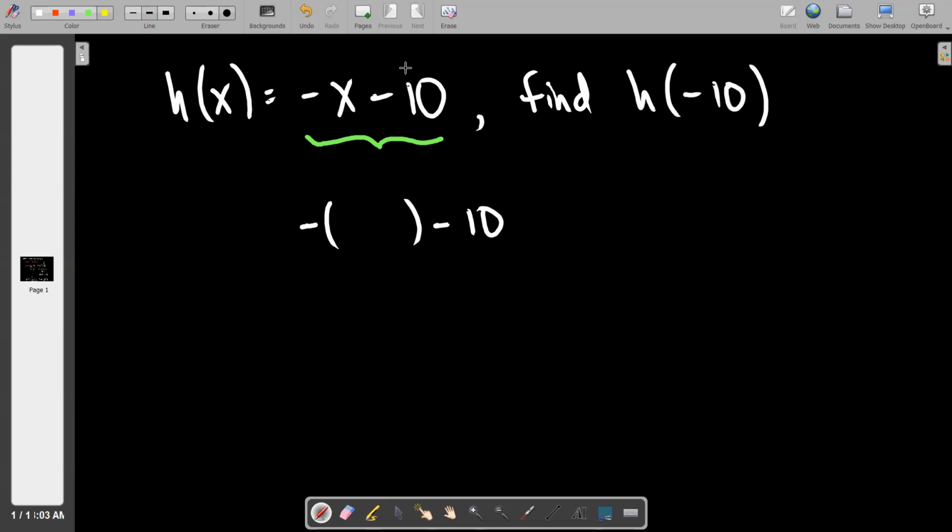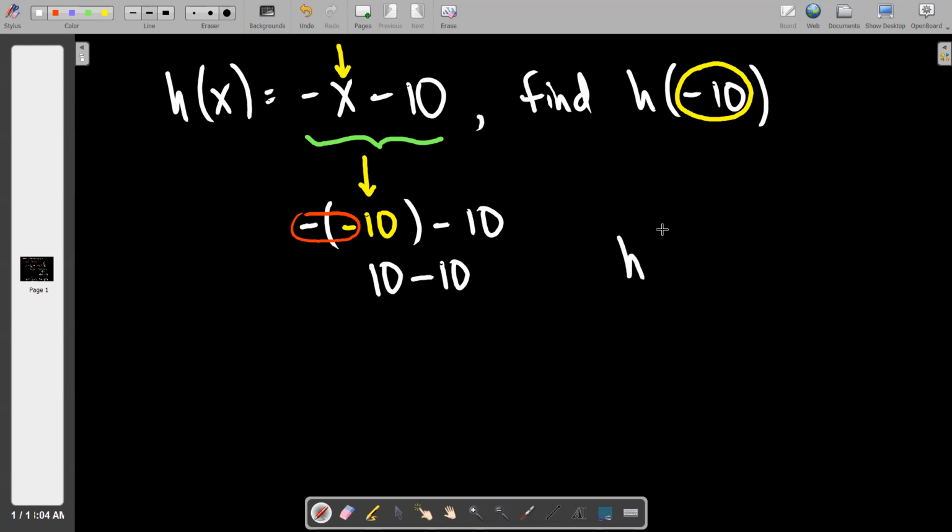Very good. So remember, the input is right here. I'll circle it in yellow. And that input always goes where x used to be. And if I put a negative 10 in there, then I see, oh, yeah, it's not negative 20. What right here is the negative of negative 10? Positive 10. And what is 10 minus 10? So we make the claim that, okay, h of negative 10 equals 0.